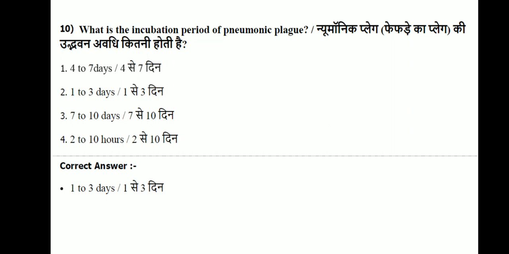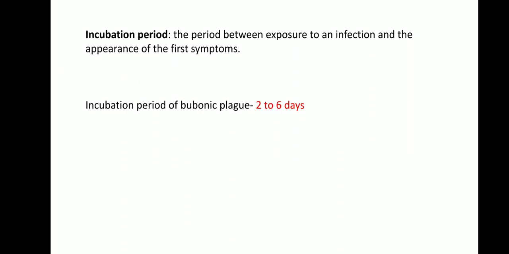That one was the question. The other one, the incubation period of bubonic plague, is 2 to 6 days. If the question is about bubonic plague, you have to opt for 2 to 6 days, but if it is pneumonic plague, 1 to 3 days.